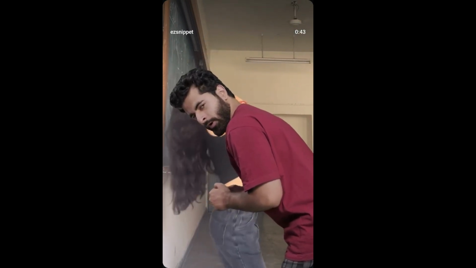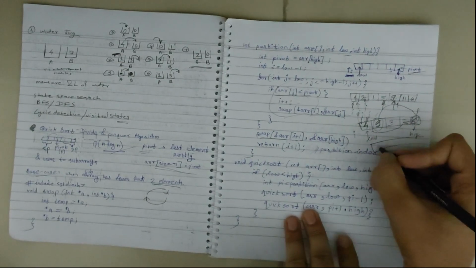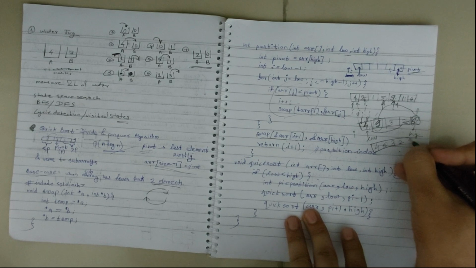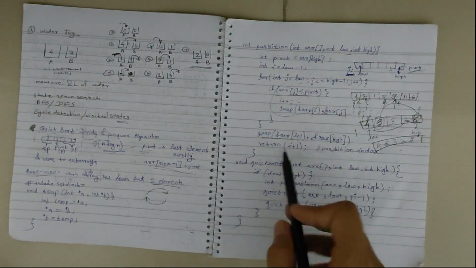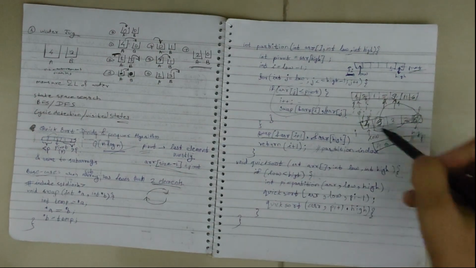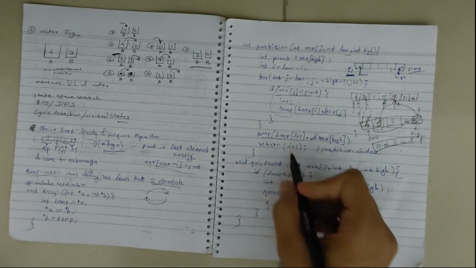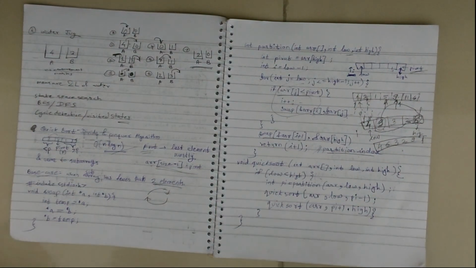So what we'll get, we will get 4, 6, 3, 2 and 9. This will be our output, and return I plus 1. What are we returning? We are returning 1 here. The index we are returning is the partition index, which can also be called the pivot index.